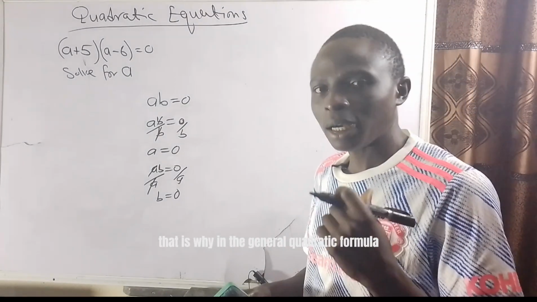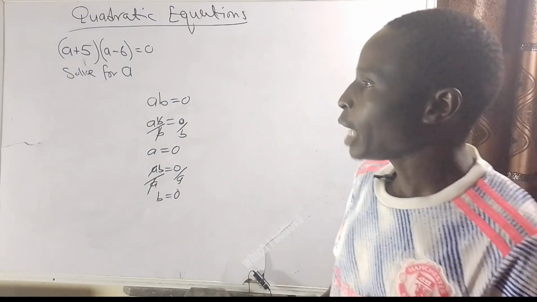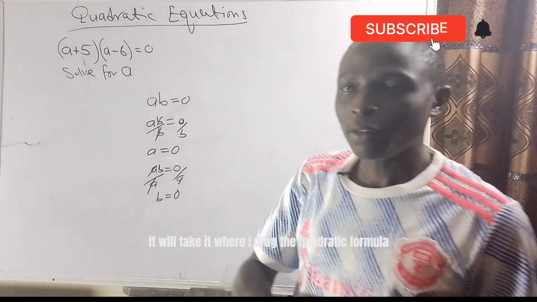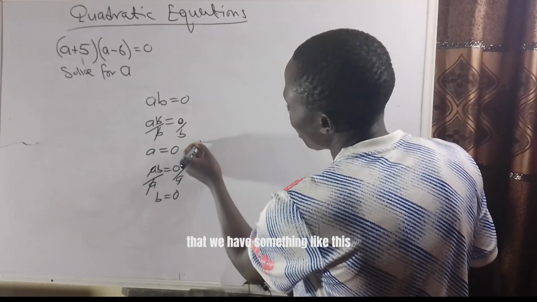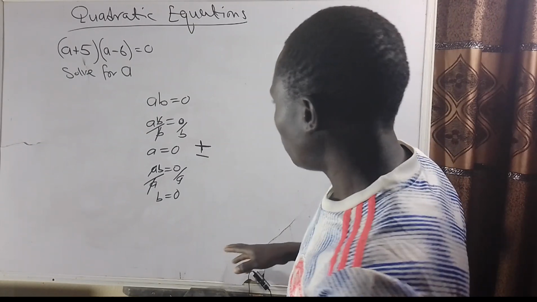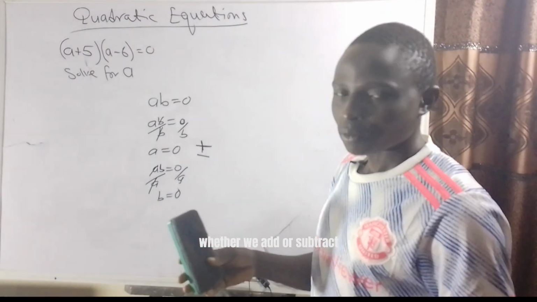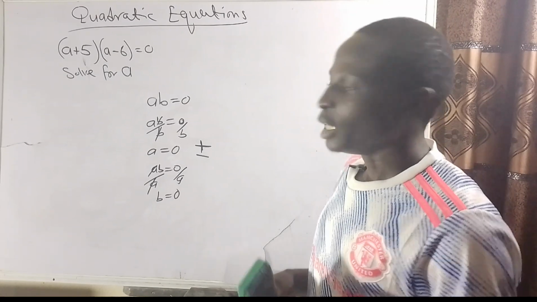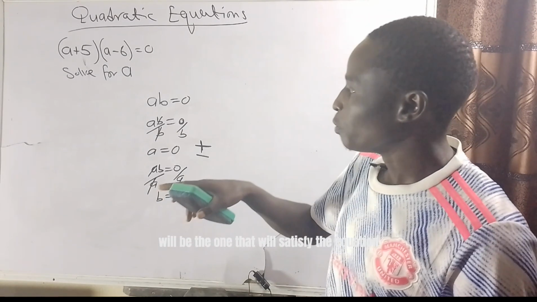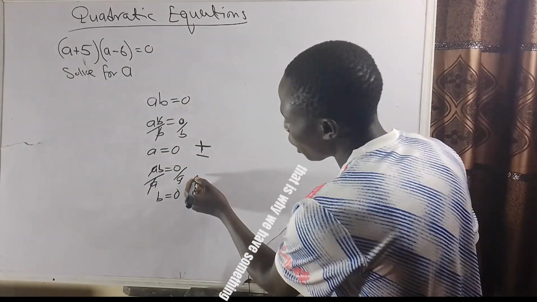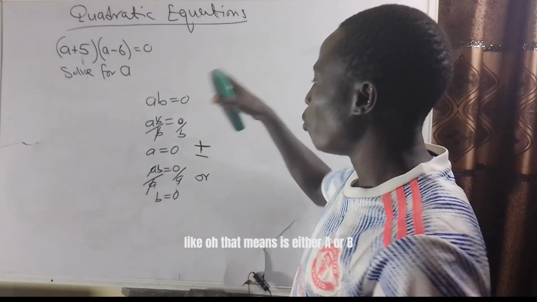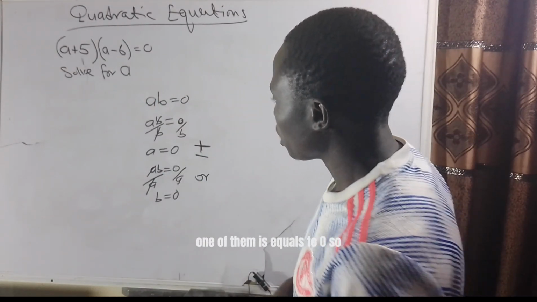That is why in the general quadratic formula, which I derive in a video linked below, we have something like plus and minus. That means whether we add or subtract, the result acquired will be the one that will satisfy the equation. So that is why it's either A or B; one of them is equal to 0.